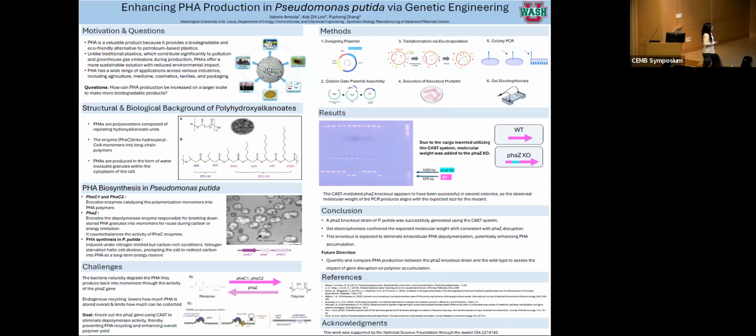Our future direction is that we'll quantify and compare PHA production between the PHAC knockout and the wild type to actually assess the impact of the gene disruption. Because a problem we might encounter is that knocking out this PHAC, at the end of the day, provides balance to the cell, so it counteracts the activity of the polymerase. So if you have an overexpression of these genes, that will add a stress to the cell, and it could cause a metabolic burden, which would have the opposite effect of what we actually want.